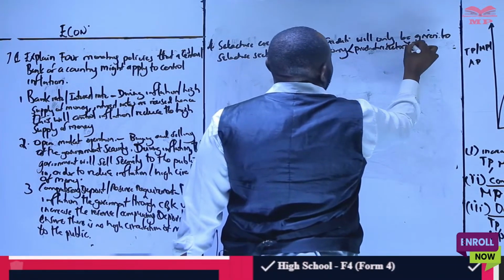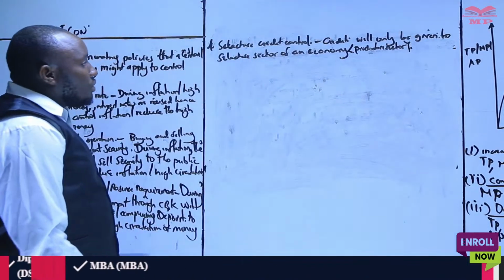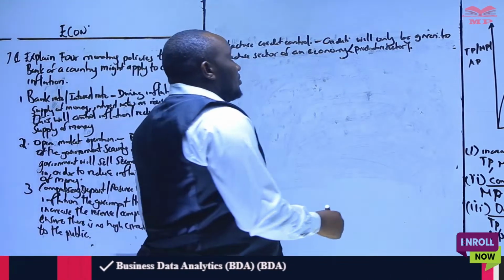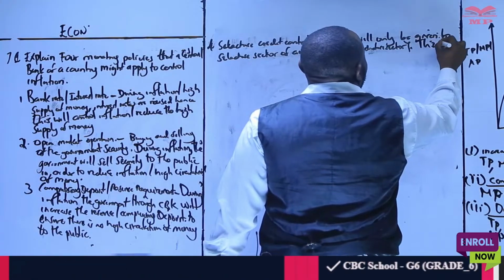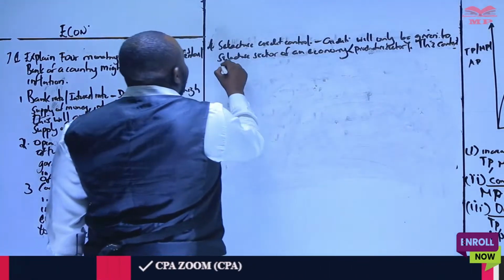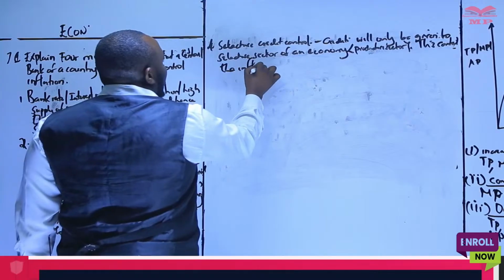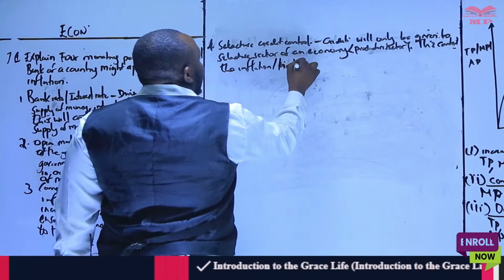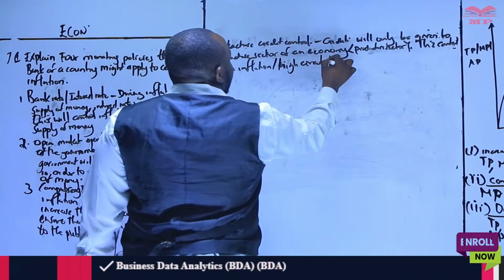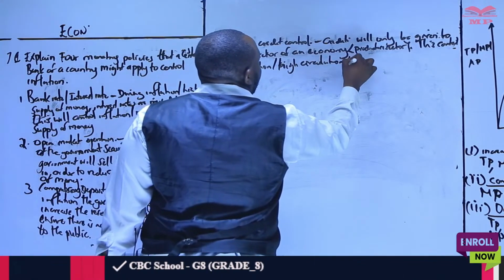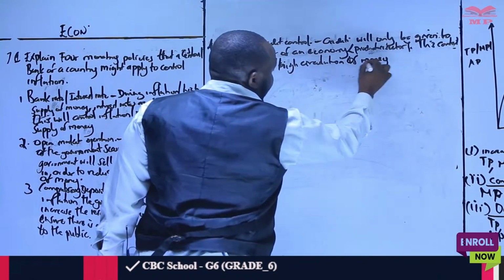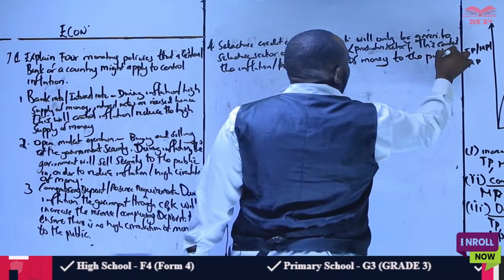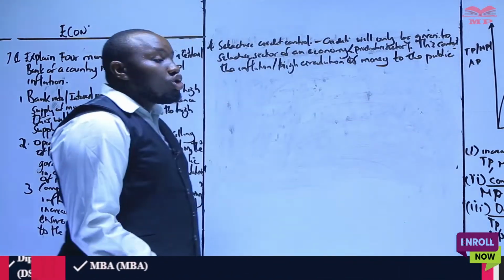We can talk about a productive sector. So when you have credit being selectively given only to a productive sector, this controls inflation, the high circulation of money. That basically controls circulation of money to the public.